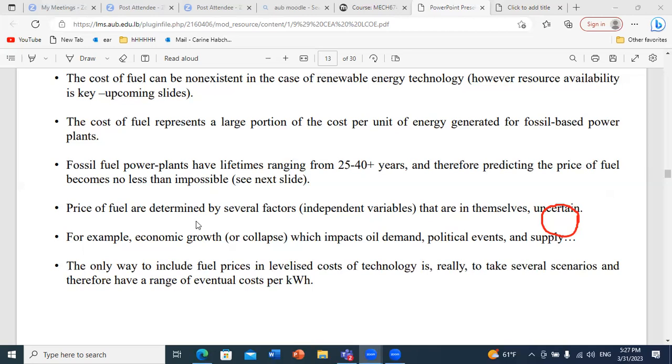The prices of fuel are determined by several factors that are independent and are in themselves uncertain. For example, economic growth or collapse, which impact oil demand, political events and supply, and let's say unexpected issues like coronavirus spread. So all of these will affect the cost of fossil fuel. So the only way to include fuel prices in levelized costs of technology is really to take several scenarios and therefore have a range of eventual costs per kilowatt hour. This is why, because sometimes we are uncertain, we don't take one value, we conduct a parametric study, we conduct a sensitivity analysis to see how the price of fuel can affect our results.